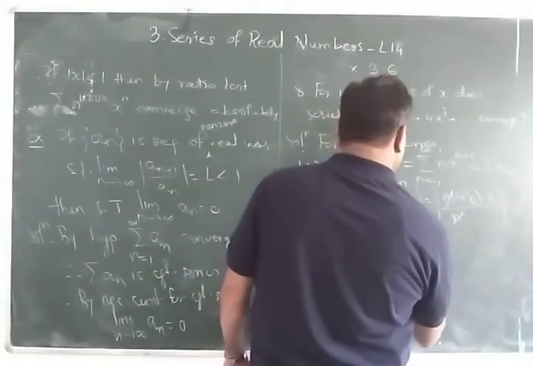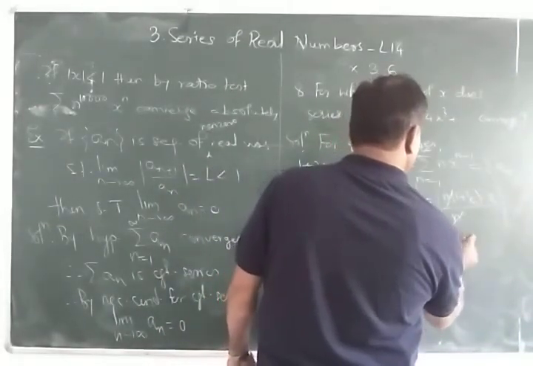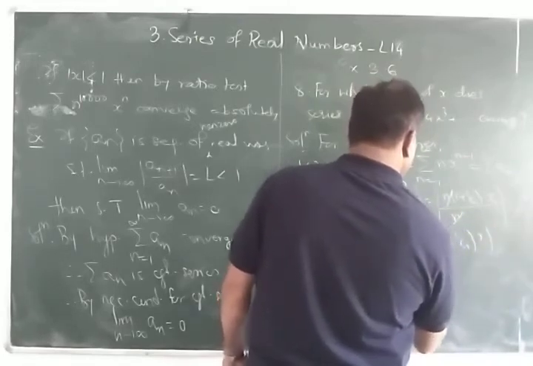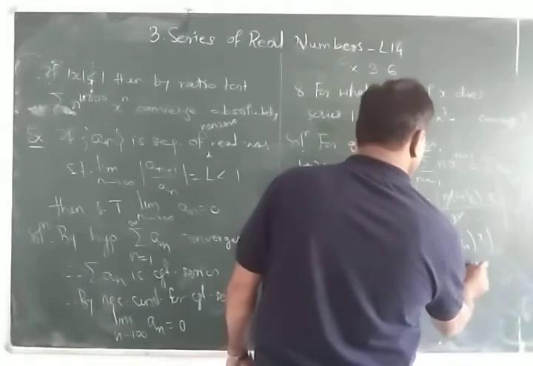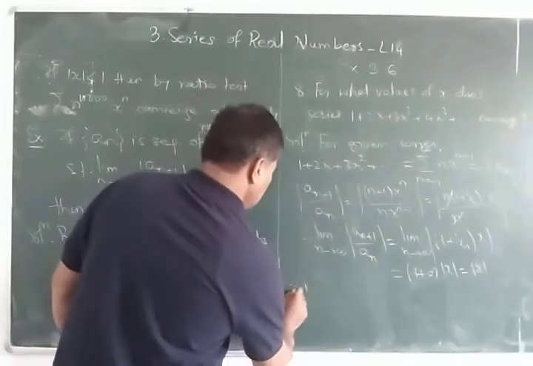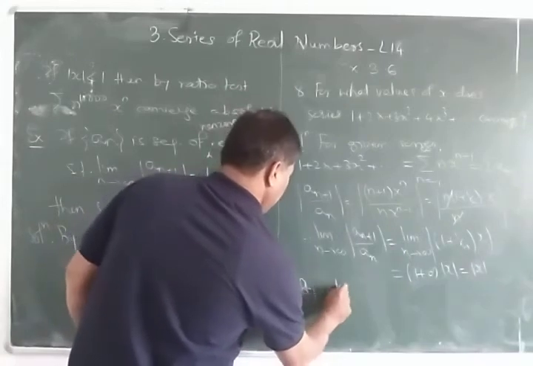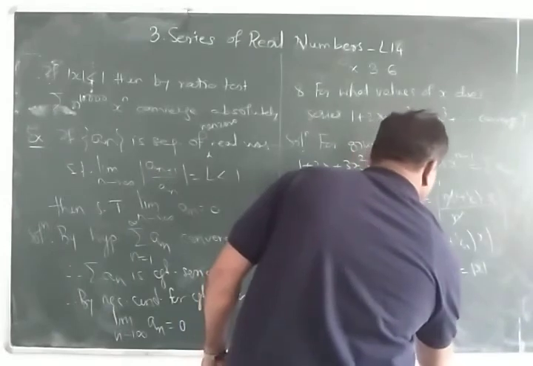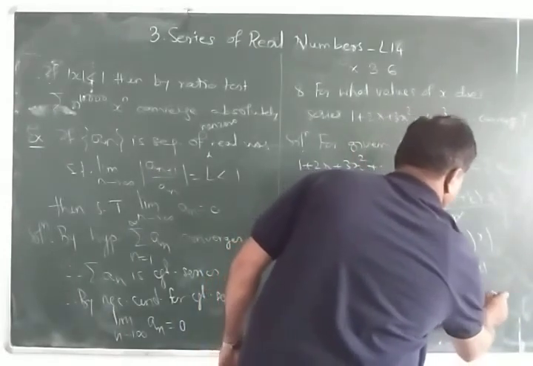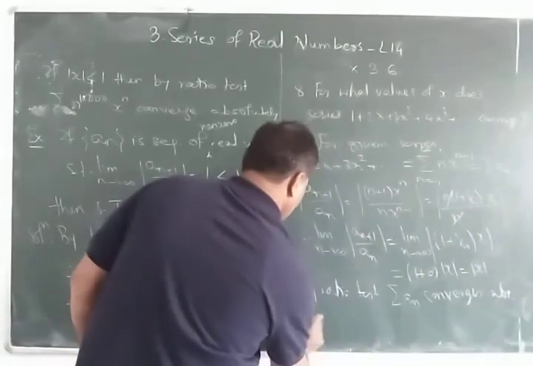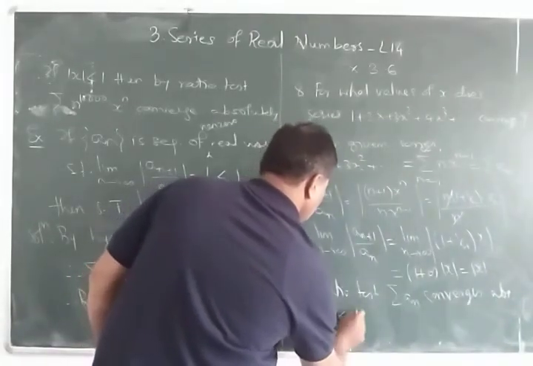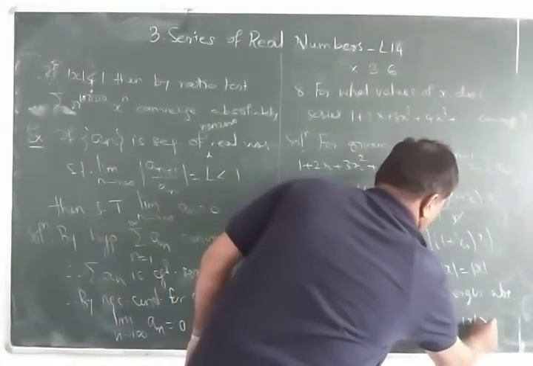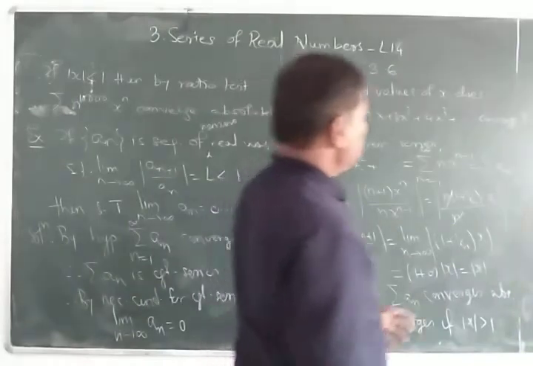is equal to limit n tends to infinity of (1 plus 1 upon n) into mod x, which is equal to (1 plus 0) into mod x, equal to mod x. Therefore, by ratio test, summation of an converges absolutely if mod x is less than 1 and diverges if mod x is greater than 1. Is it clear?